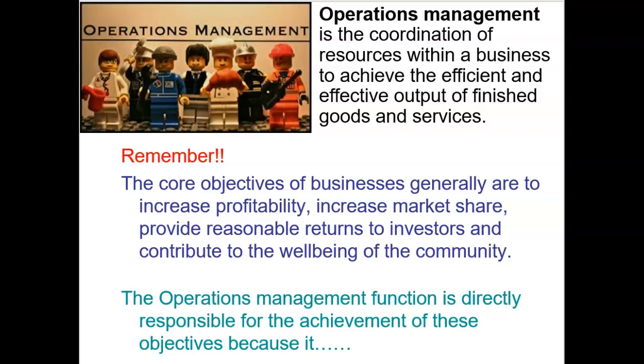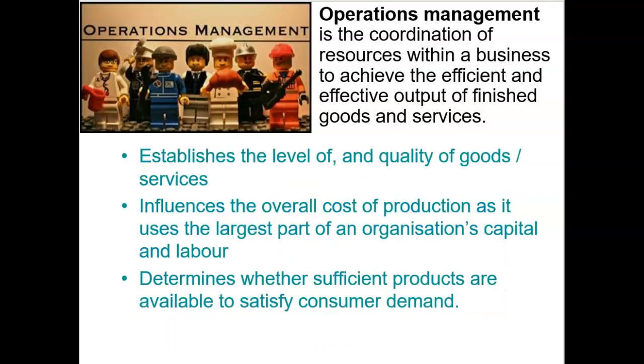So the operations management function obviously is directly responsible for the achievement of these objectives because, so here's the because, the operations management system establishes the level and quality of goods or services that are produced, that influences the overall cost of production as it uses the largest part of an organisation's capital and labour. That's a very important one. And it determines whether sufficient products are available to satisfy consumer demand. They're all determined through the management of the operations management system.